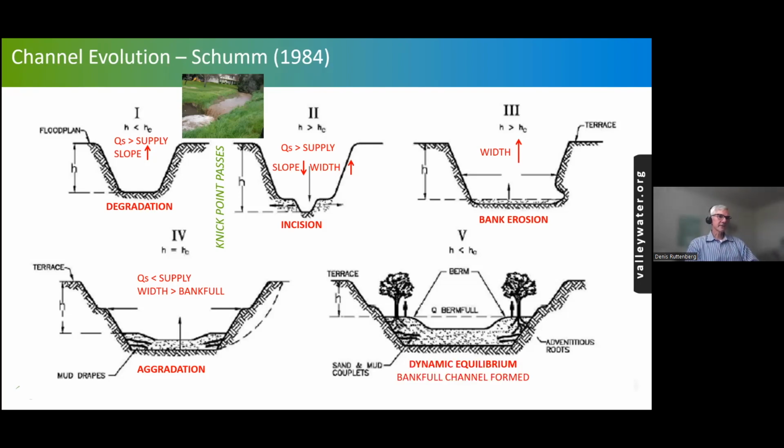So eventually, according to the Shum model, you get to a point of dynamic equilibrium where, as I mentioned, the bankfull channel is what the channel wants to be. The channel is going to want to be this bankfull channel that's going to oscillate around a certain depth, a certain width. If you give the channel room, it will find its way to become a bankfull channel in a natural system.